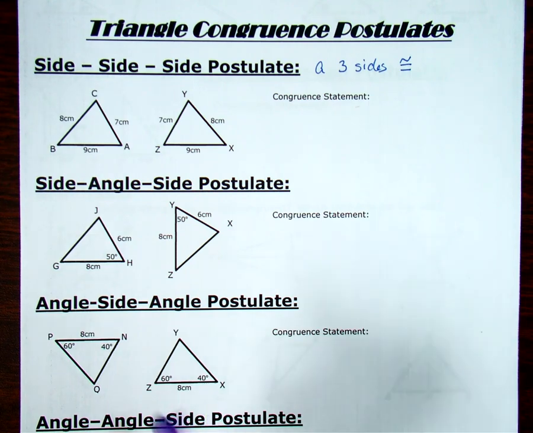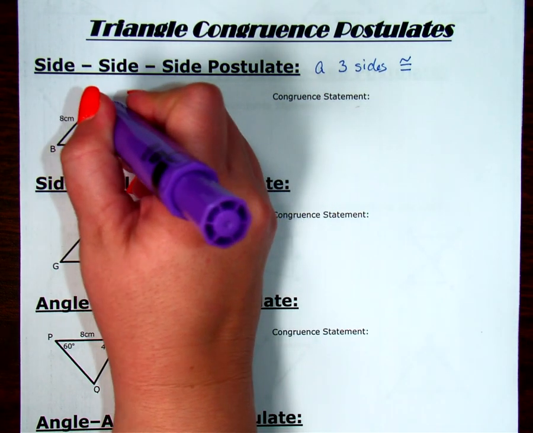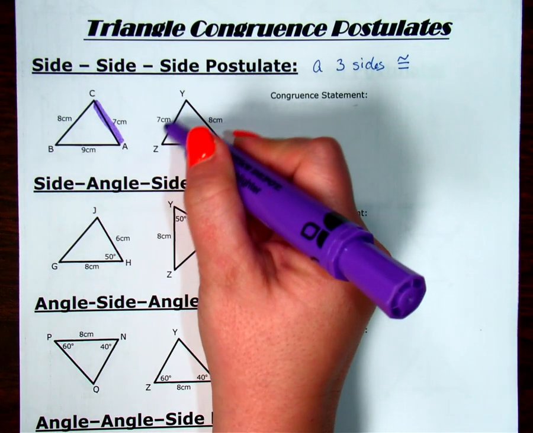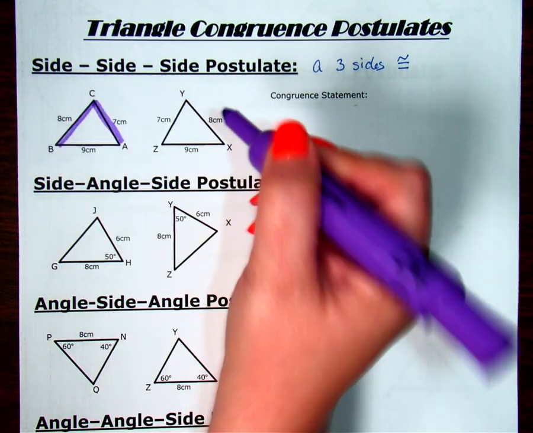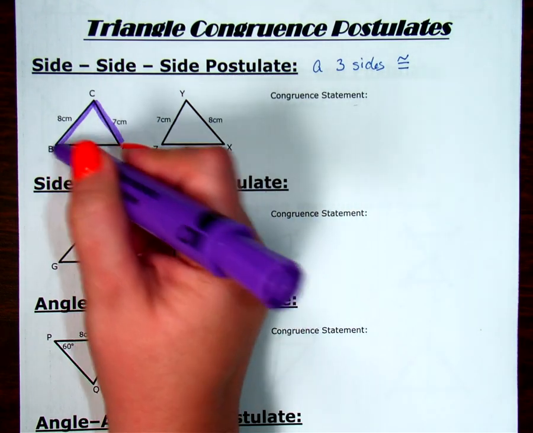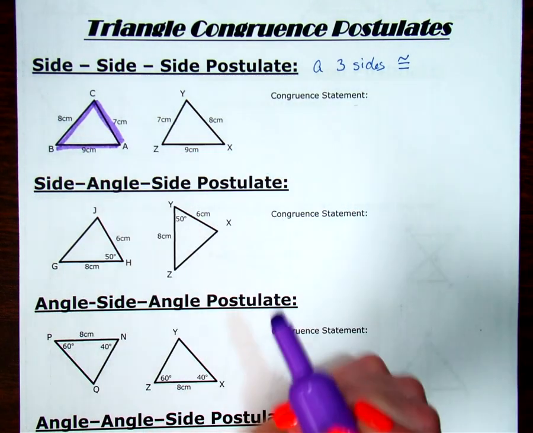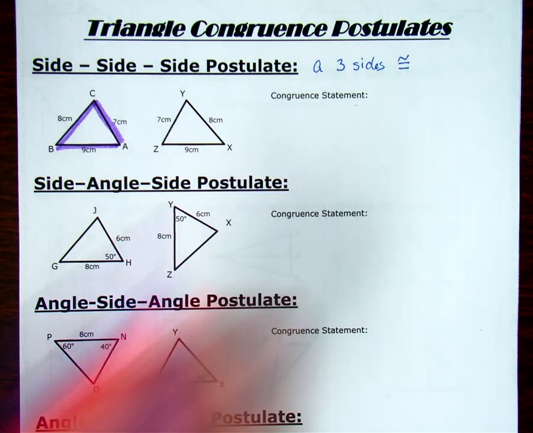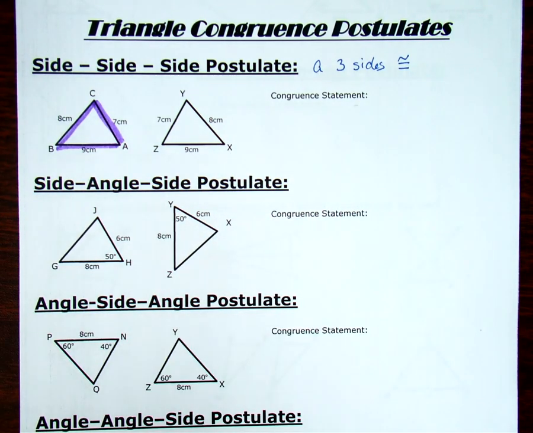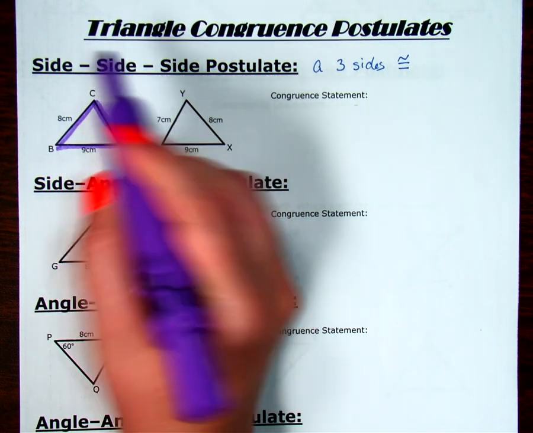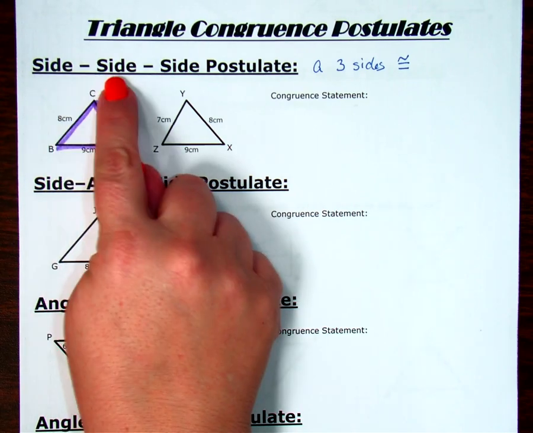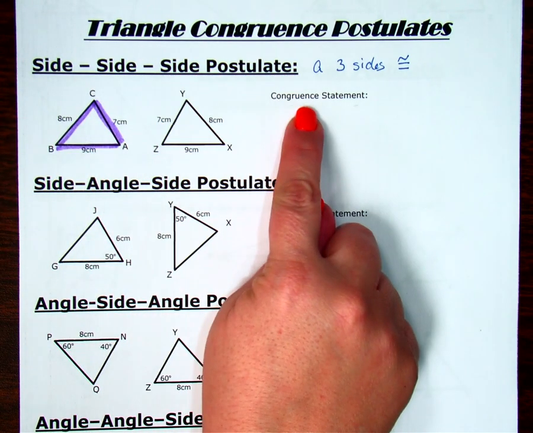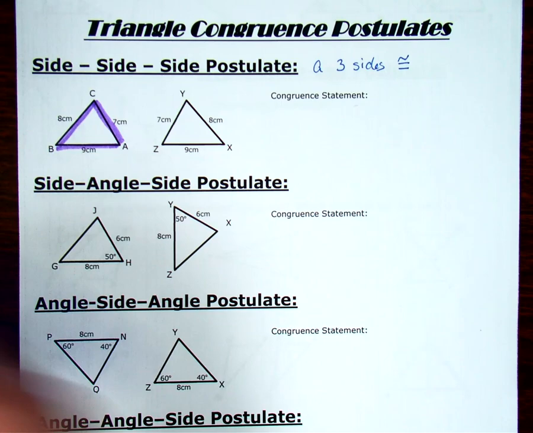So for example, I can see that the distance from C to A is 7, and that matches Y to Z. C to B is 8, and that matches Y to X. And then B to A is 9, and that matches Z to X. Okay? So I can see that I've highlighted all 3 sides of one triangle that matches the 3 sides of the other triangle. So I can use what we call the side, side, side postulate to write a congruent statement. These triangles will be congruent.